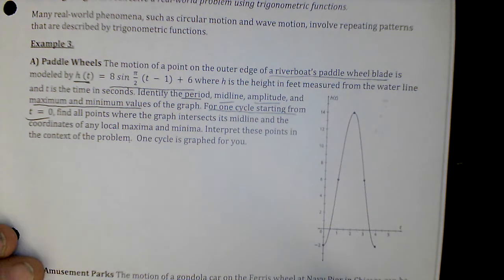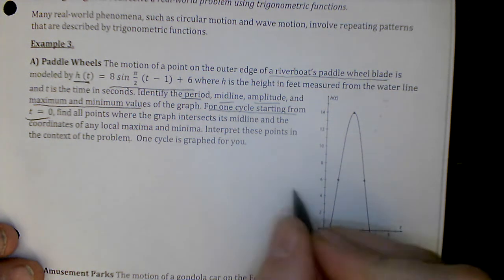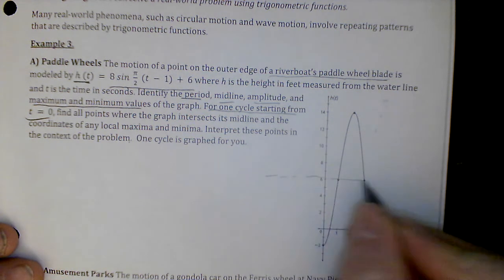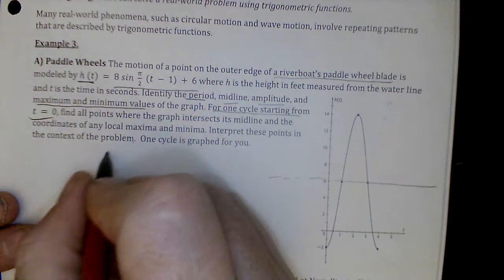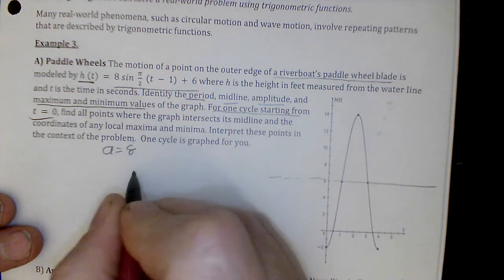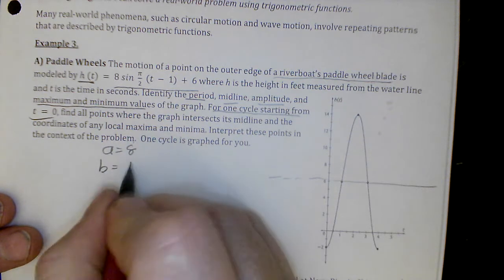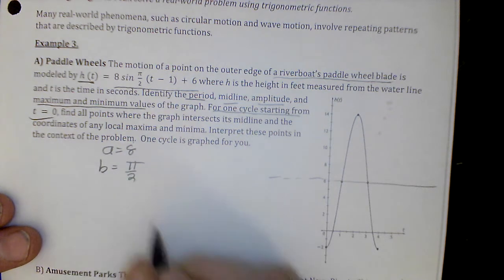Alright, and it shows us a cycle. All the points where the graph intersects is the midline, and the coordinates for maximum and minimum. So let's go ahead and draw the midline in here. And let's go ahead and figure out A, B, H, and K. So it looks like A is 8. Looks like B is pi halves.